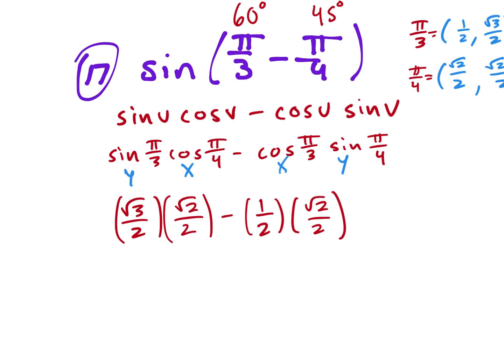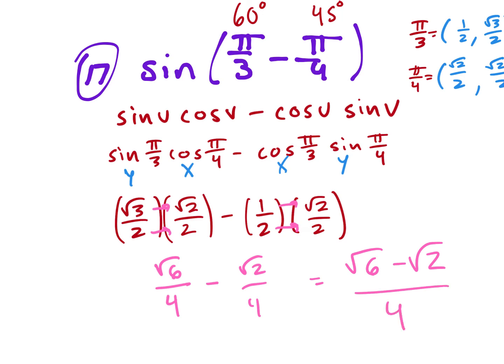When multiplying, just multiply straight across. So square root 3 times square root 2 would be square root 6 over 4, minus square root 2 over 4. And then we can subtract these. It would be square root 6 minus square root 2 over 4.